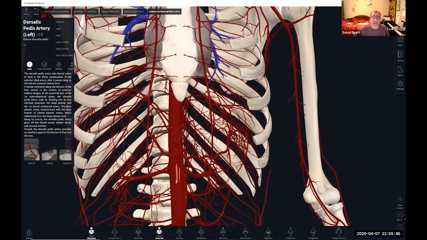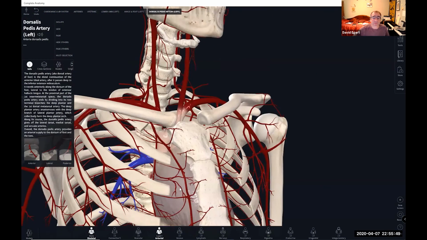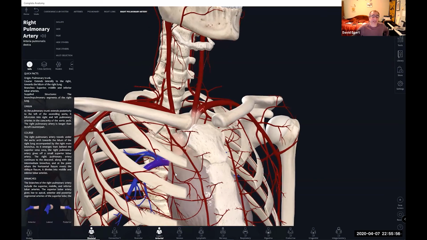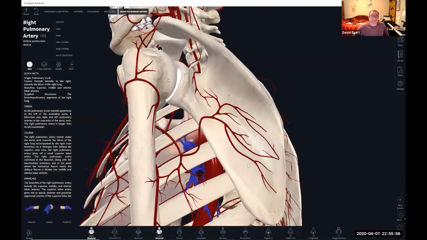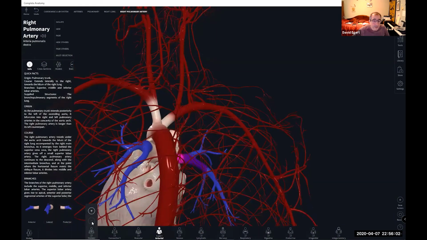The other arteries that we talked about would be this one, right? Pulmonary artery. In fact, let me turn off the bones because you can see it better. Notice what color are the pulmonary arteries?